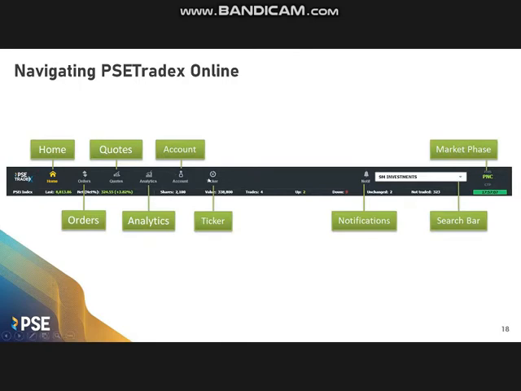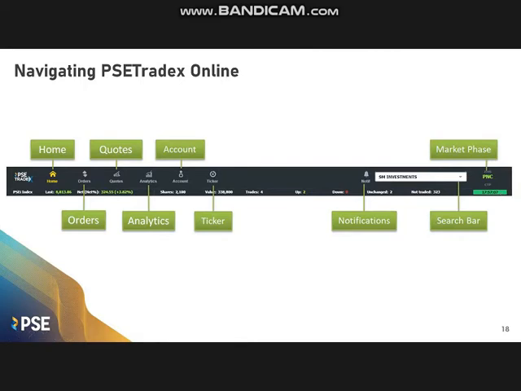Then you also have your ticker. The notification bell will notify the user if there are orders that are being filled or partially filled. Then you have your search bar wherein you can type in the stock code, or if you do not know what the stock code is, you can basically type the name of the security, and it will show you the nearest search for that. Then it will also display your market phase, and then you will have your clock and your connectivity indicator.